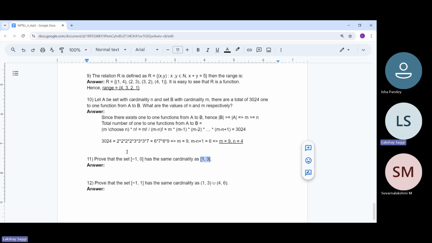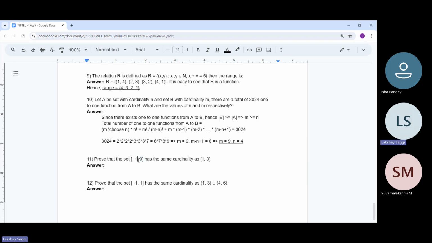And this sort of seems counterintuitive because the length of the interval from -1 to 0 is only 1, because 0 minus (-1) is 1. Whereas this one has a length of 2. The difference between upper bound and lower bound is 2 here, and here the difference is only 1. So it might seem that this should have twice the cardinality of this set.